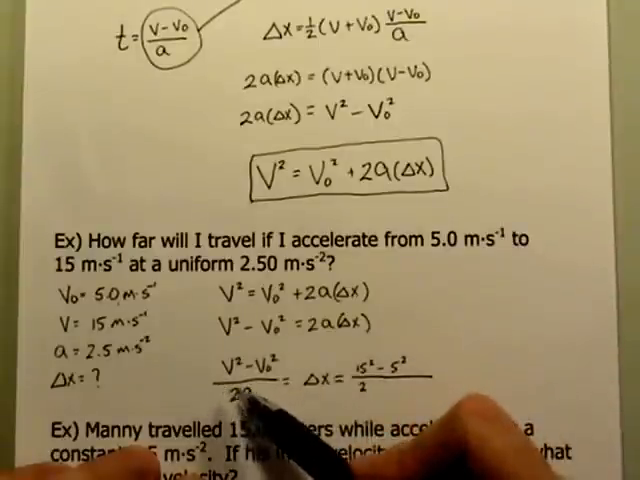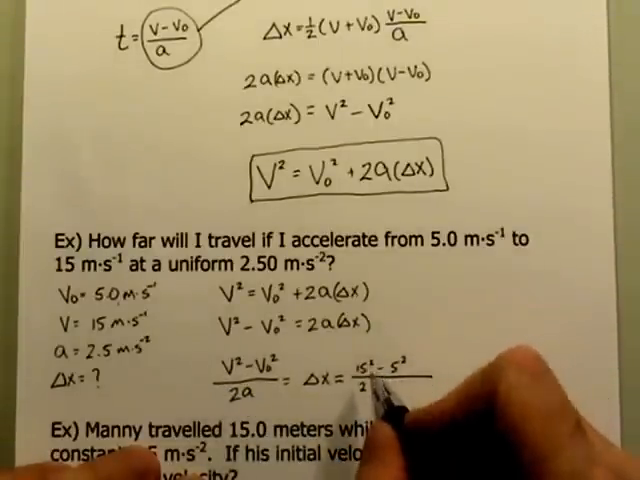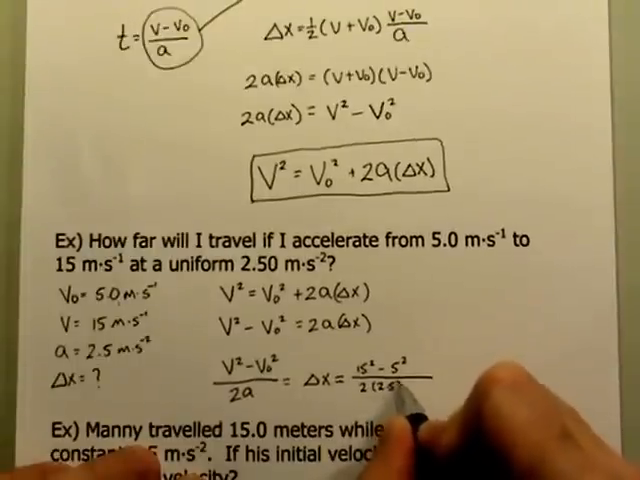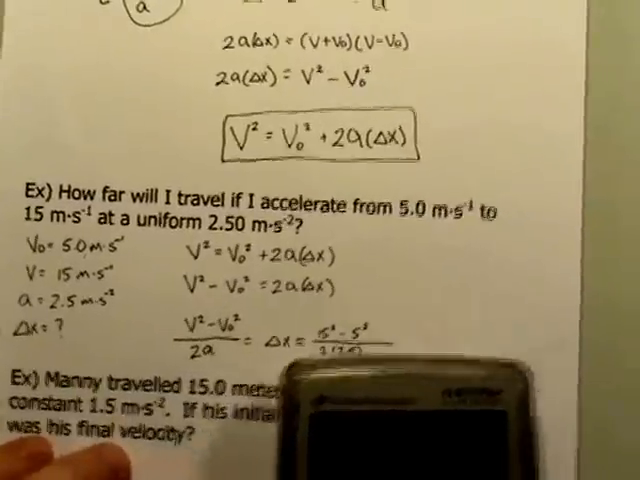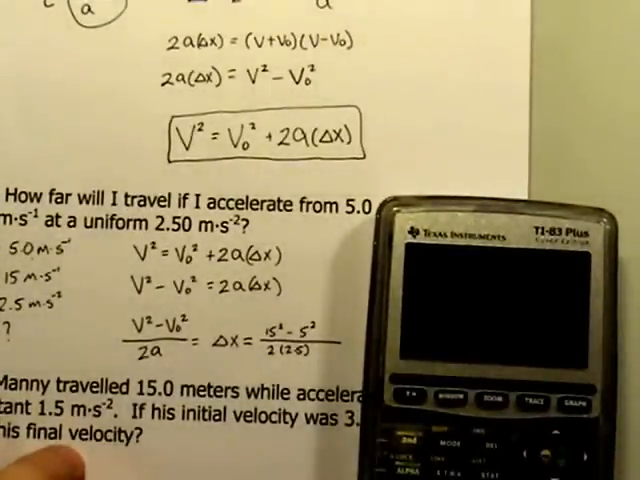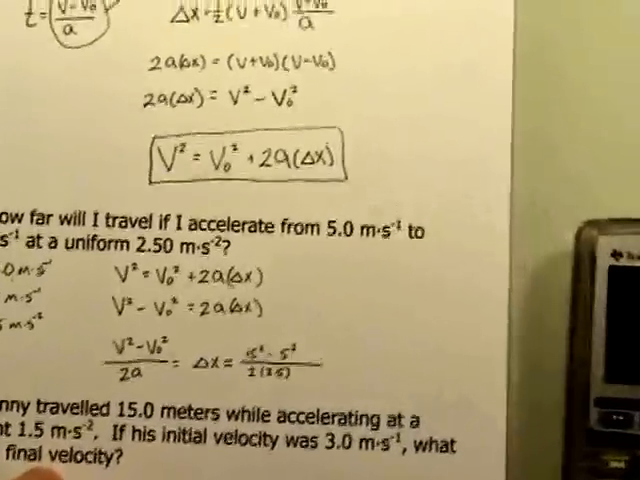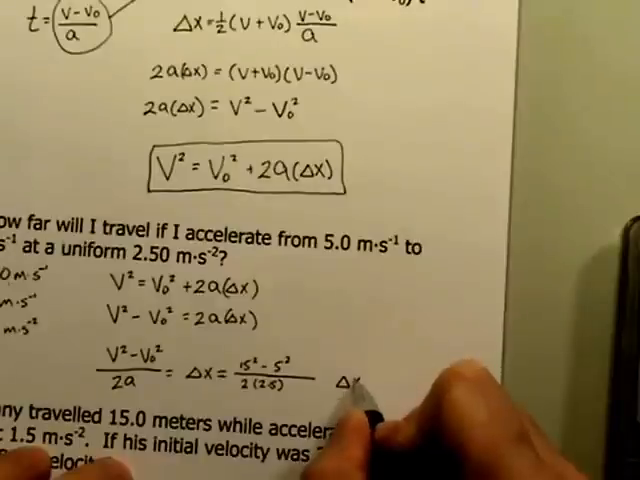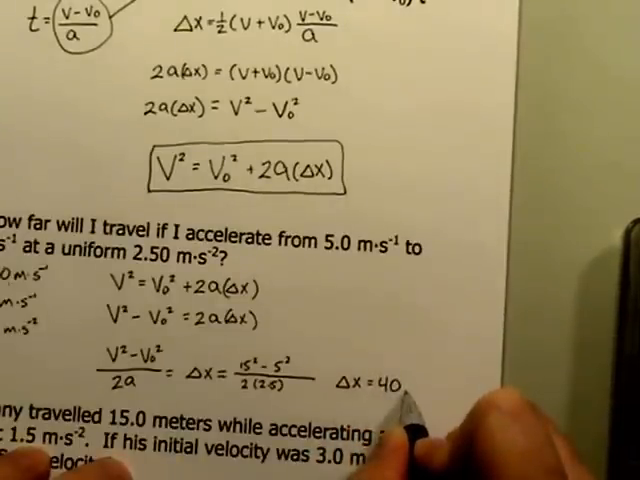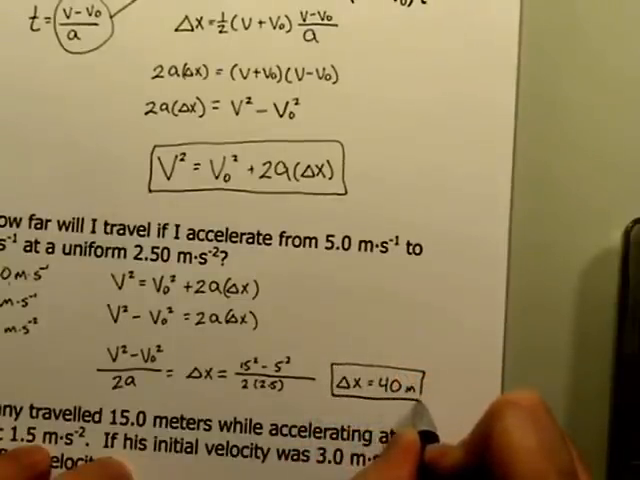This is really important. People oftentimes forget to put that 2 in there, and so obviously they end up with an answer that's twice as big as it should be. 2 times 2.5. And so at this point we can go to the calculator. So we have 15 squared minus 5 squared equals, divided by 2 parentheses 2.5. That didn't work out. 15 squared minus 5 squared equals, divided by 2 divided by 2.5. Okay, so the answer should have been 40. So my delta x is 40 meters.